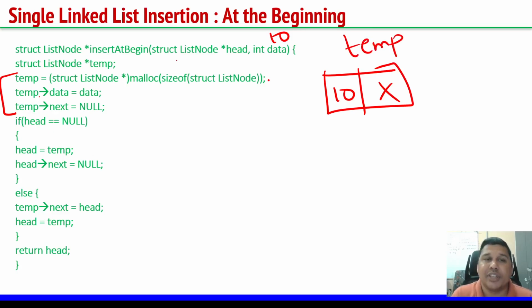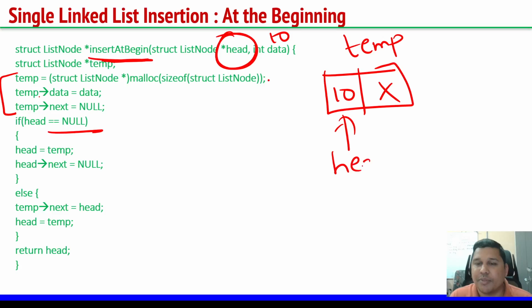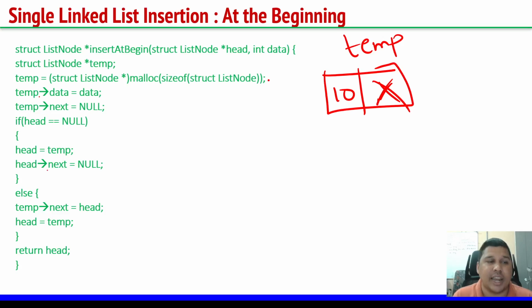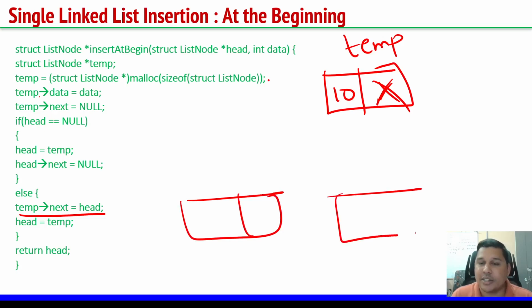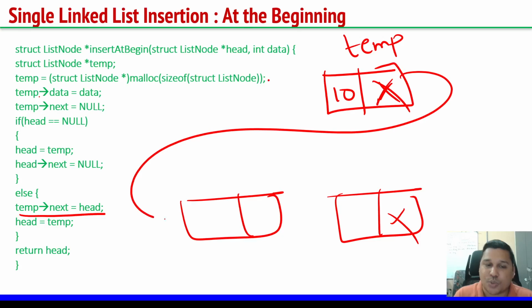Now check if the head which is passed as an input to this function is null. If it is null, it means there exists no list at all. Then simply make this the head and make this null. That's it, your job is done. There is no element, you created a new element. But if head is not null, the else case: there is some list like this. Make this point to head. This is your head now.